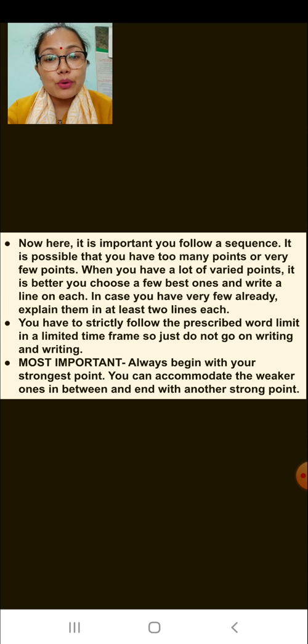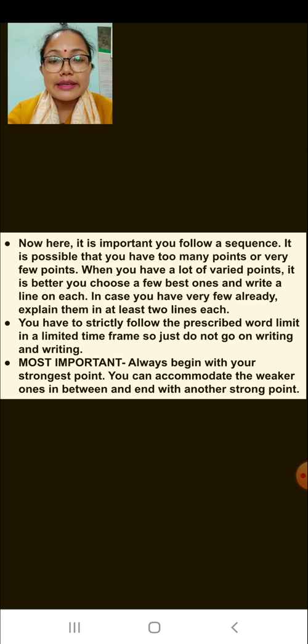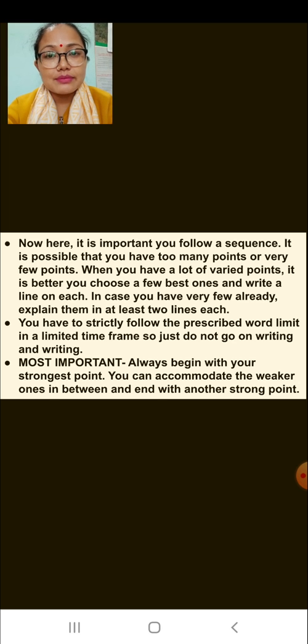Now here it is important to follow a sequence. It is possible that you have too many points or very few points. When you have a lot of varied points, it is better you choose a few best ones and write a line on each. In case you have very few already, explain them in at least 2 lines each.